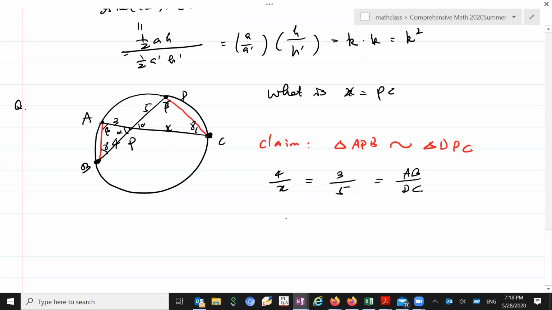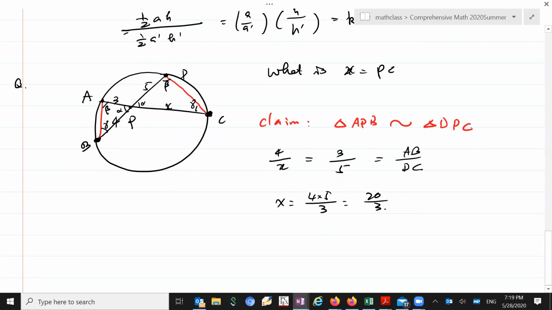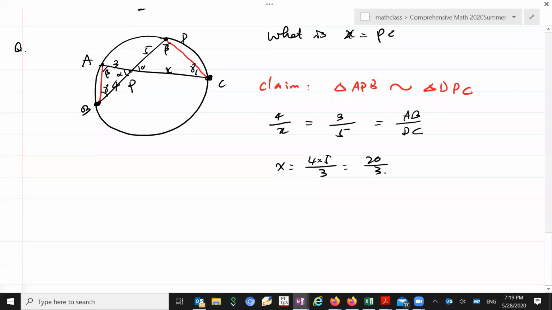All right, so from here, you will see that x is going to be what? It's going to be 4 times 5 over 3, 20 over 3. Right, so let's be careful when you compare those two triangles. The corresponding sides, you have to figure out what are the corresponding sides. Okay, so x is going to be 20 over 3. Okay, that's correct.